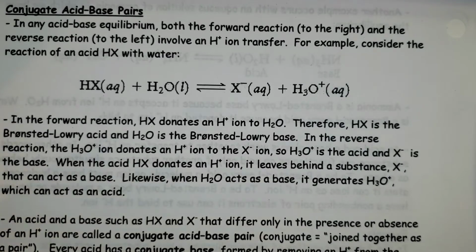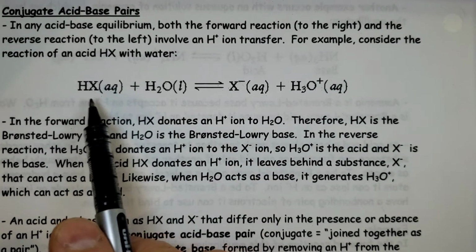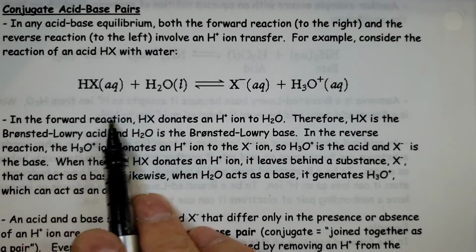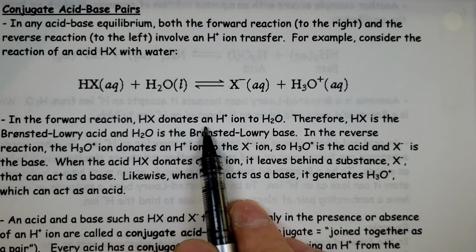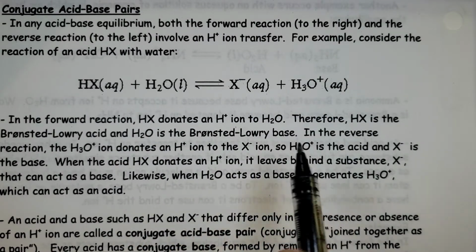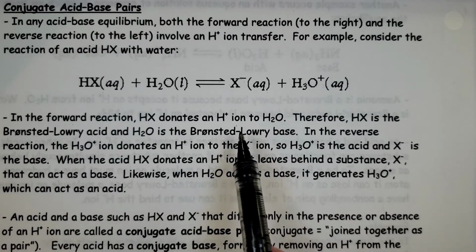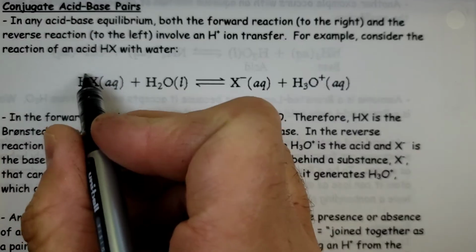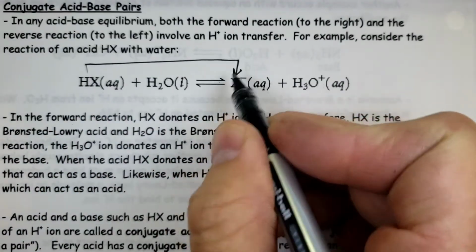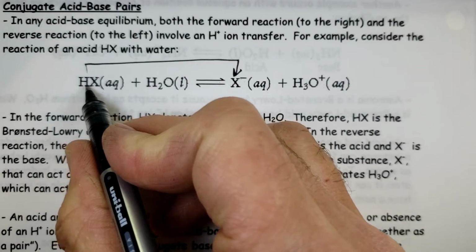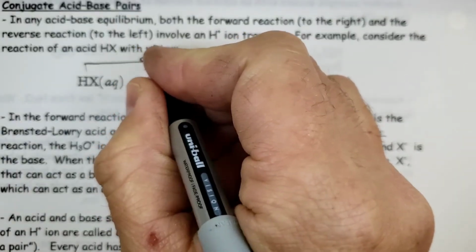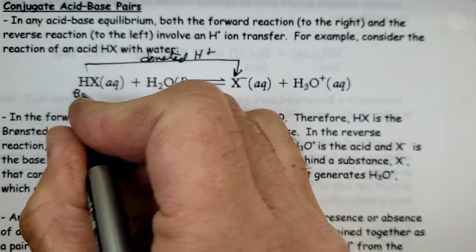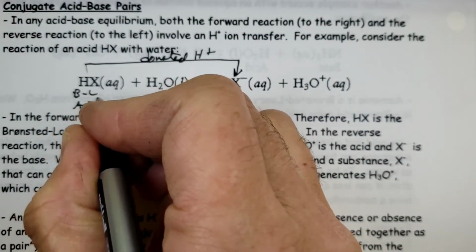So for example, if we look at this, now HX of course doesn't exist. X is just a hypothetical negative ion that's combined with H. In the forward reaction, HX donates an H plus ion to H2O, because HX is closely related to X. We can see that to go from HX to X, it lost an H, or donated an H. So anything that donates, we said, was a Bronsted-Lowry acid.